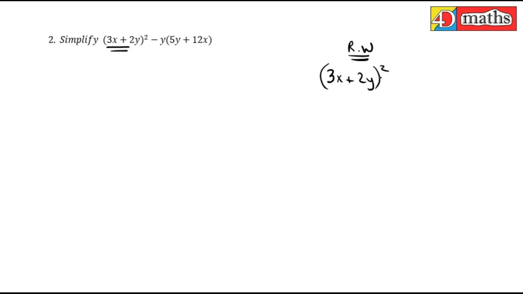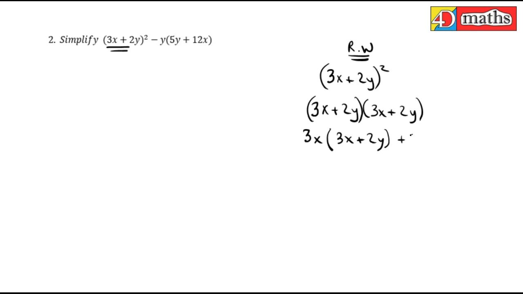Well, something squared means multiply by itself. So you multiply 3x + 2y by 3x + 2y. And how do you multiply out two brackets? Well, you split the brackets. So 3x by (3x + 2y), and then the 2y by (3x + 2y).